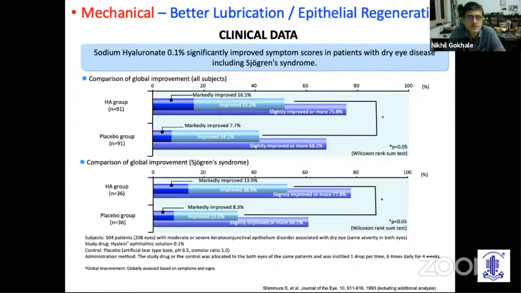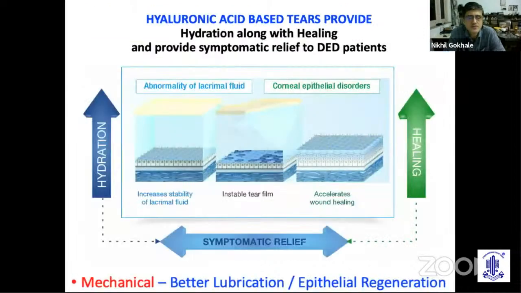So basically, I think what we need to understand is that when you use hyaluronic acid based tears, you not only provide hydration to the ocular surface, but you also provide a healing response to the ocular surface. And we know that dry eye revolves around tear film instability, the tear film related problems which give rise to symptoms, and the corneal epithelial breakdown, which again gives rise to pain and other symptoms of dry eye patients. And therefore, by improving the tear film stability and accelerating wound healing, I think hyaluronic acid is a very good polymer that will help our patients who have dry eye.